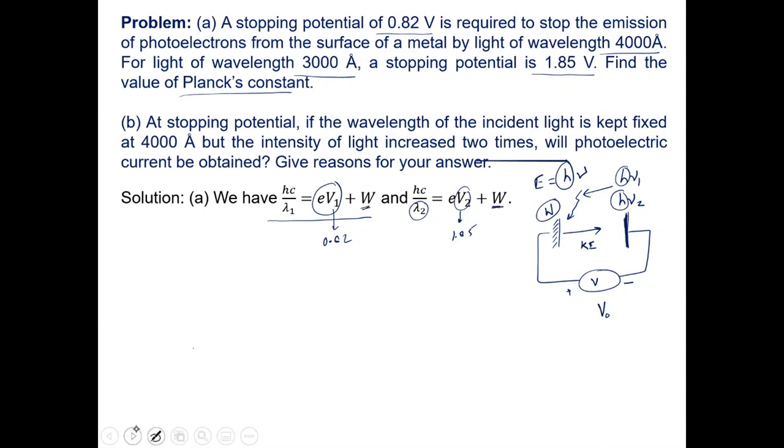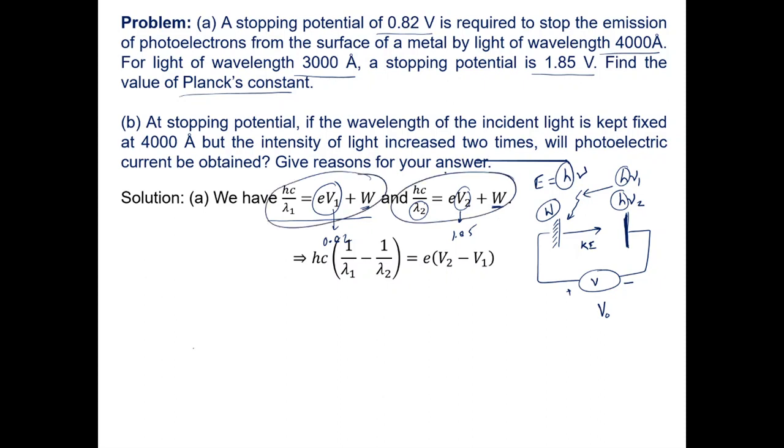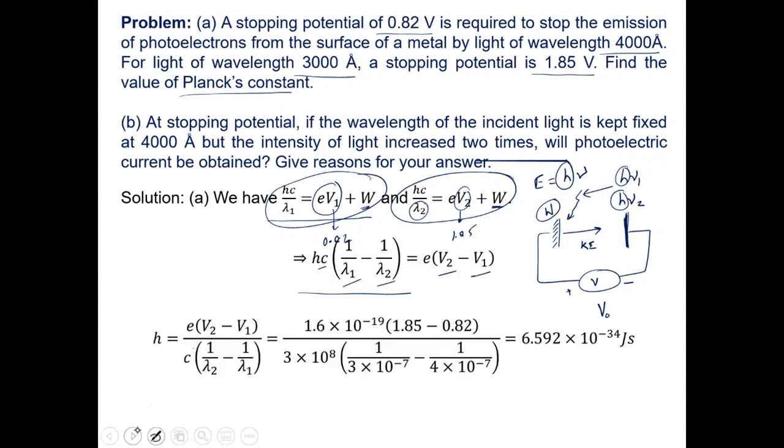So we can rearrange this by subtracting both sides of this equation. Let's say this is equation 1 and this is equation 2. If you subtract, what you get is hc (1 upon lambda 1 minus 1 upon lambda 2) equals E times (V2 minus V1). We have lambda 1, lambda 2, V2, V1. We know c, so with this we can calculate h.